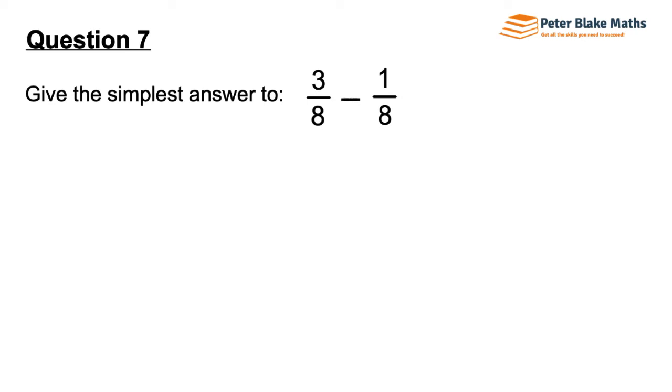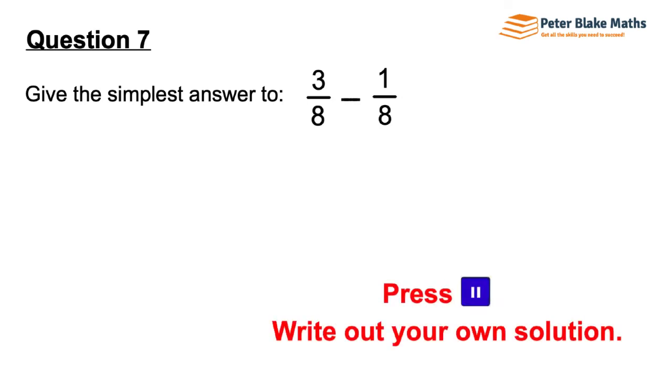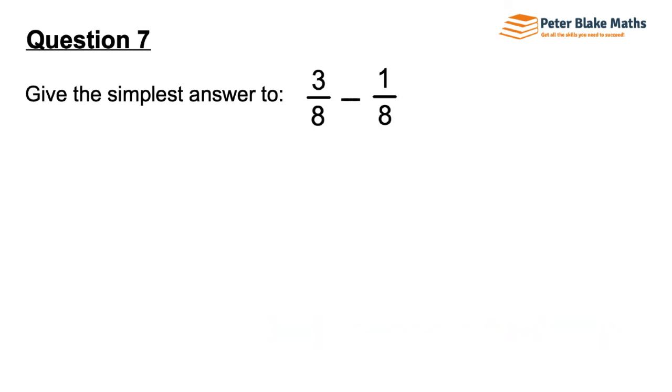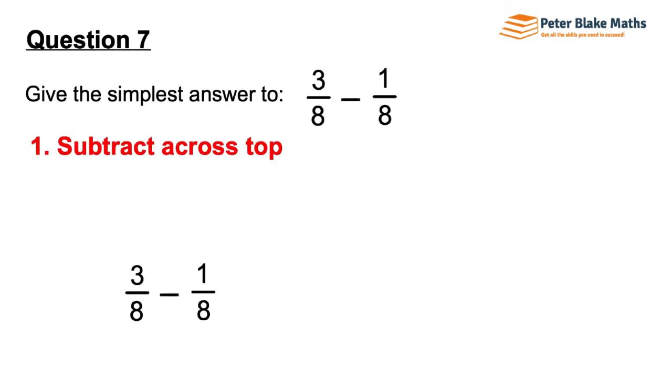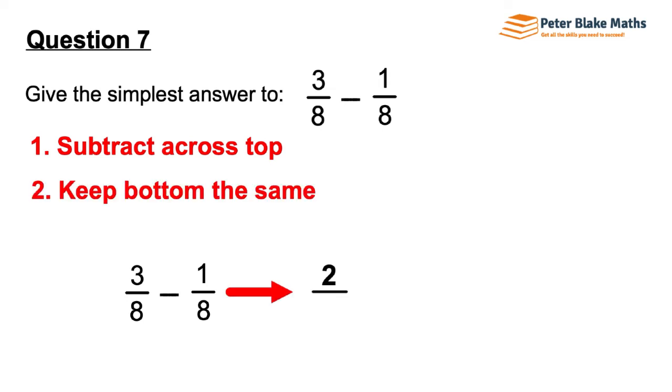Question 7. Give the simplest answer to 3/8 minus 1/8, or 3 over 8 minus 1 over 8. Subtract across the top. 3 minus 1 is 2 across the top, and keep the bottoms the same. So we get 2 over 8, or 2/8 there. We will look to simplify. Can we find a number that divides into 2 and 8?